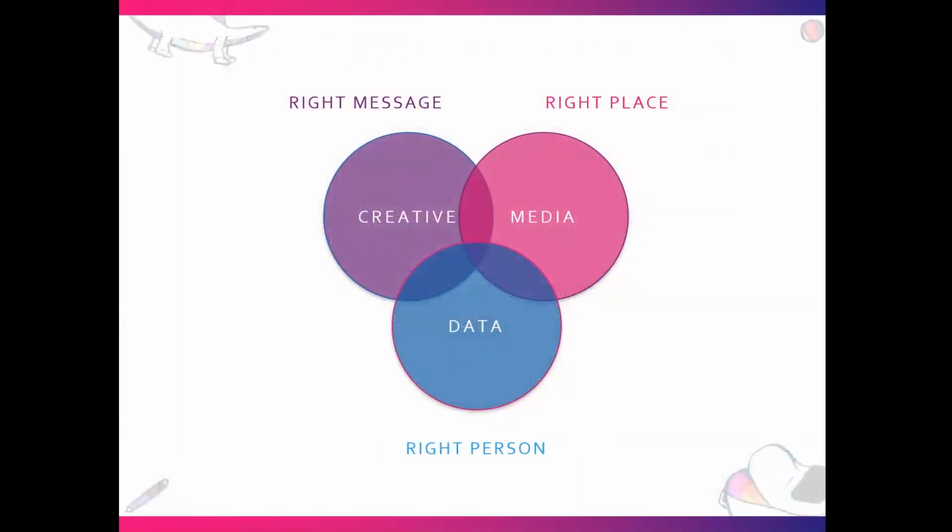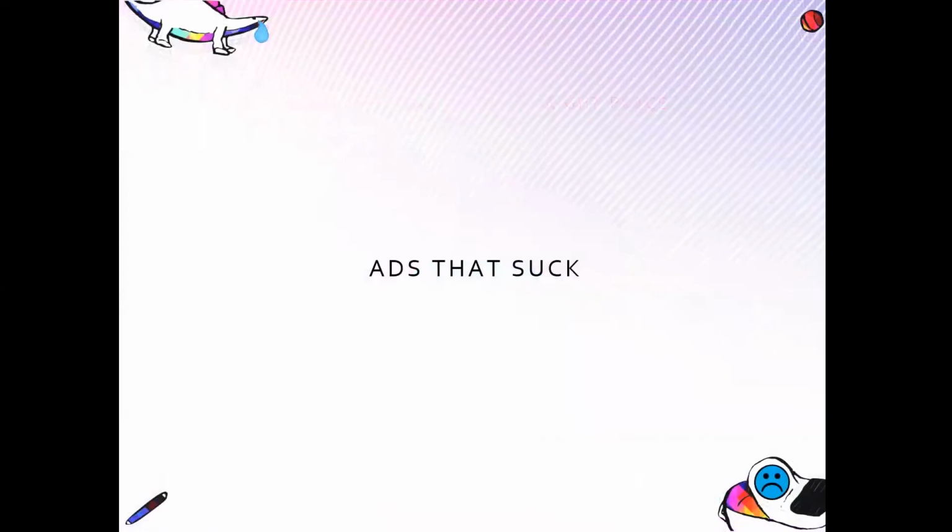So now that brings us to the present, 2018. With DMPs and data management platforms, you can find the right person. Through a DSP, a demand-side platform, you can find them in the right place. And with DCO and dynamic creative optimization, you can serve them the right message. And that is today.